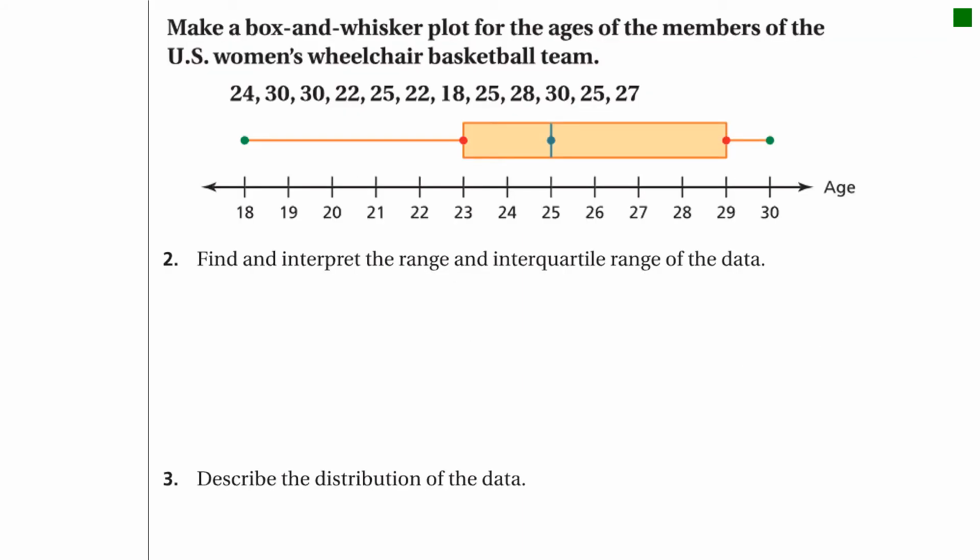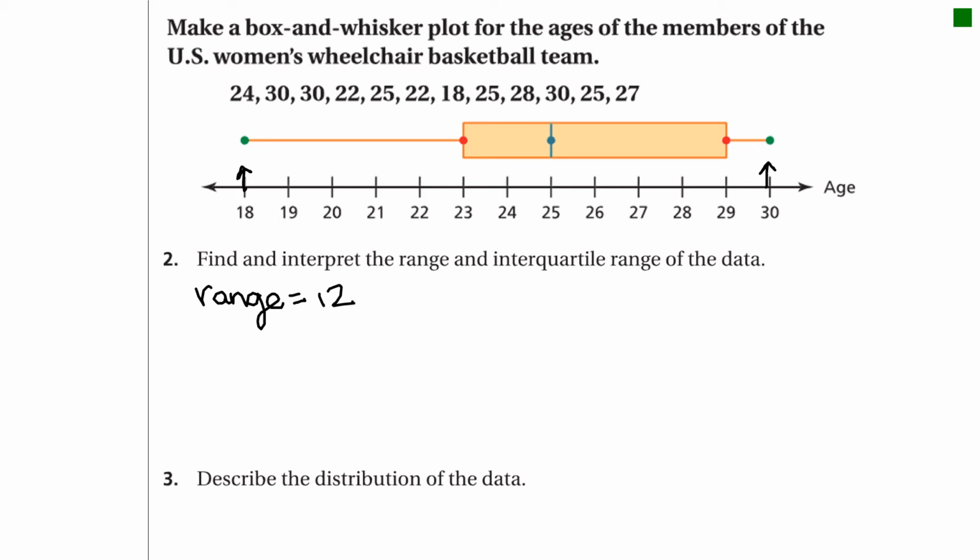So the box and whisker plot for example 2 is already made. Now let's go ahead and find and interpret the range and interquartile range of the data. The range of the data goes from 18 to 30, so the range is 30 minus 18, which is 12.